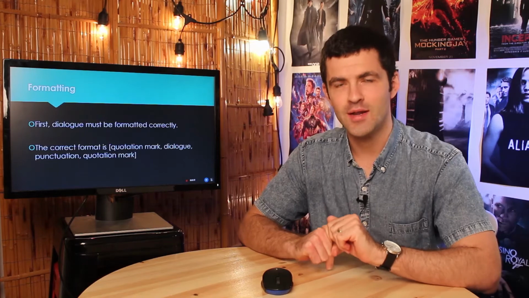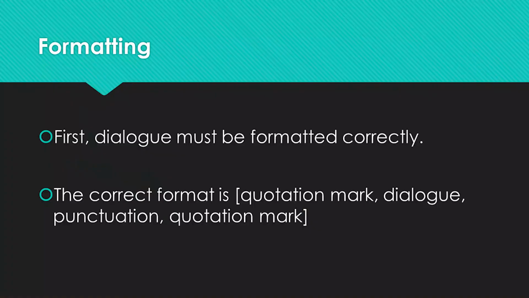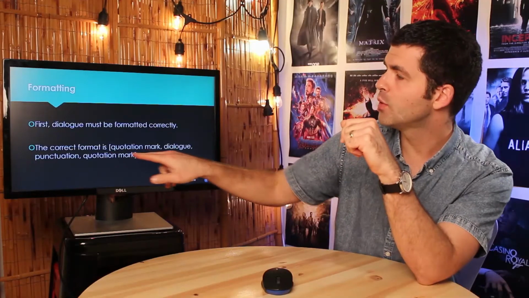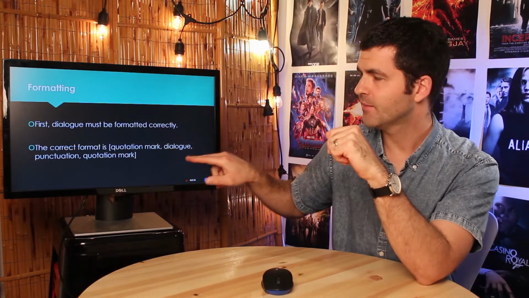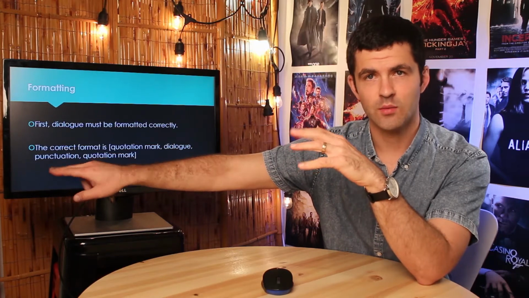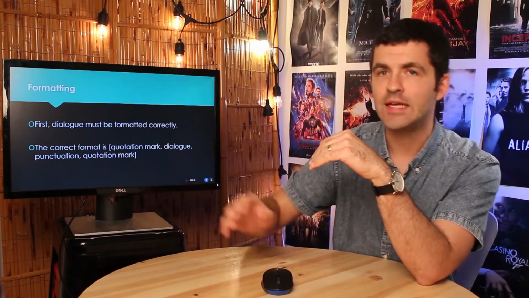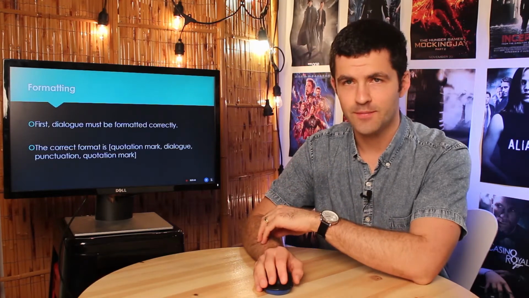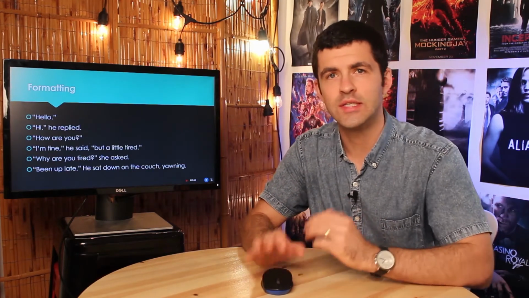Okay, first of all, dialogue must be formatted correctly. The correct format is this: quotation mark, dialogue, punctuation, quotation mark. And you're going to follow that format every time. We need to open with a quote, then we have what they're saying, some sort of punctuation, could be a comma, could be a full stop, exclamation mark, we'll get into that in a second, and then ending with a quotation mark. Here's how it works in different cases.